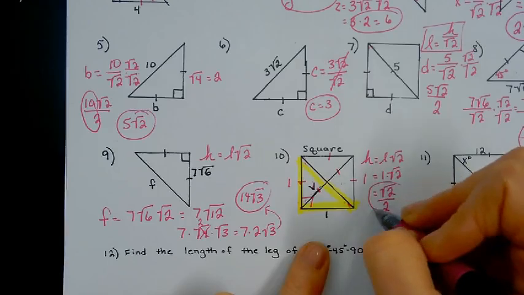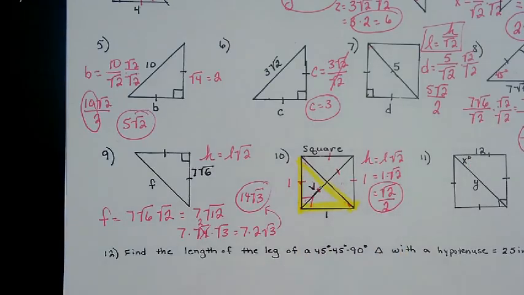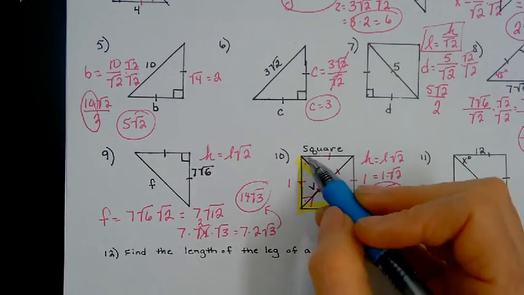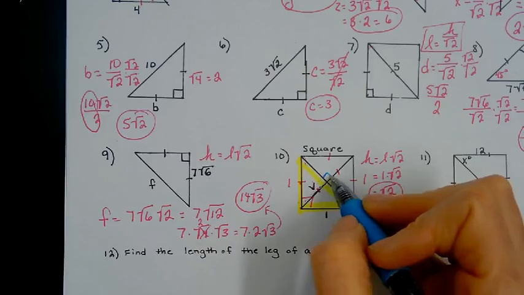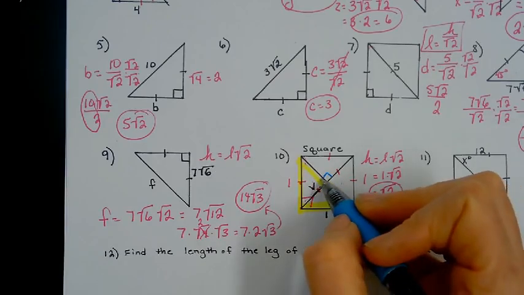Now I'm going to show you another way to do it. The other thing that we can remember about diagonals of a square is that they meet at a 90-degree angle. So these are all 90-degree angles in here.